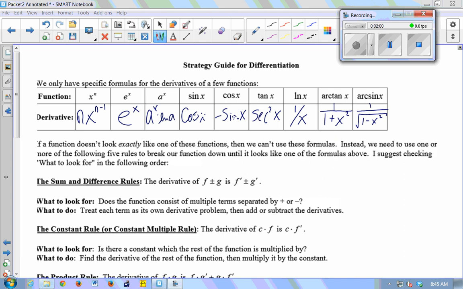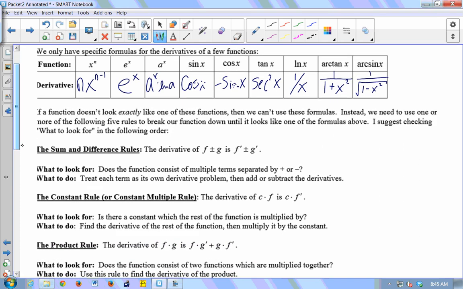If a function doesn't look exactly like one of these formulas, you can't use those formulas. Okay? Instead, you need to use one or more of the following 5 rules to break the function down until it looks like exactly one of these formulas. So here's what to look for. First, sums and differences, right? If you have the sum or difference of 2 functions, you can just take the derivative of each one separately. Does the function consist of multiple terms separated by plus or minus? If yes, then treat each term as its own derivative problem and then just add or subtract the derivatives.